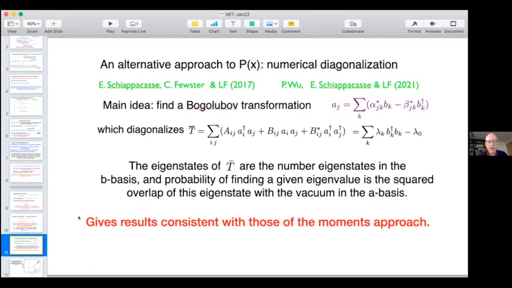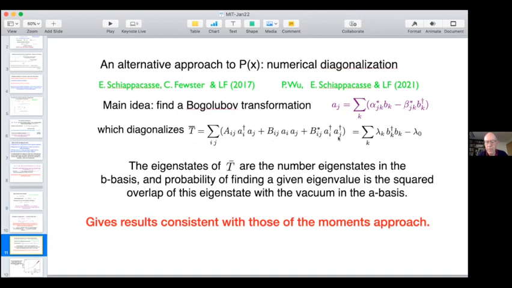Okay, so the alternative approach, which I want to say a few words about, is numerical diagonalization. Namely, you can think of if you do a mode expansion of a quadratic operator, such as the average energy density operator, in terms of creation and annihilation operators. It's a quadratic form like this. You just plug in the fields expanded in terms of mode functions. You get, and because this is normal ordered, it has A dagger A in it.